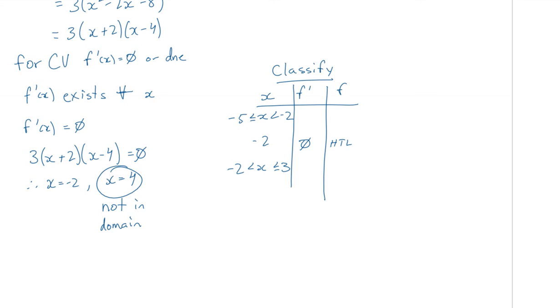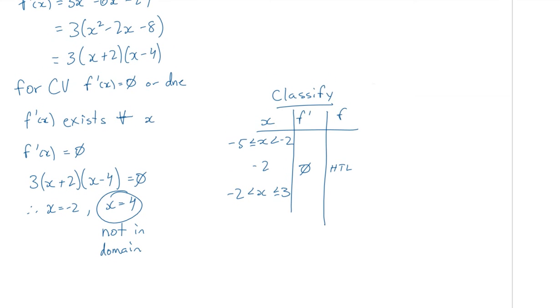So let's pick -3. I'm going to sub -3 into the derivative. -3 plus 2 is negative. -3 minus 4 is negative. Two negatives multiplied together makes a positive. So the derivative is positive, which means it's increasing.